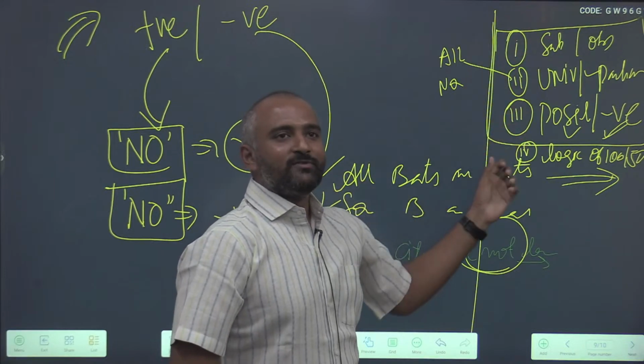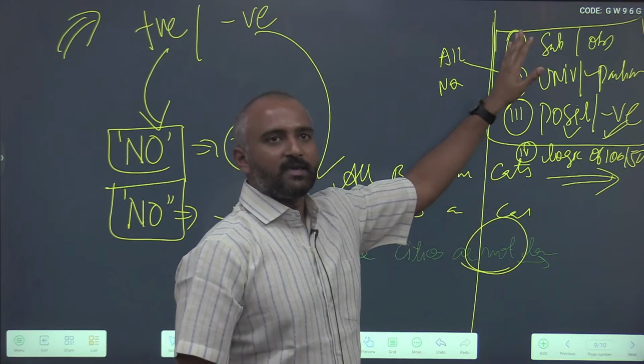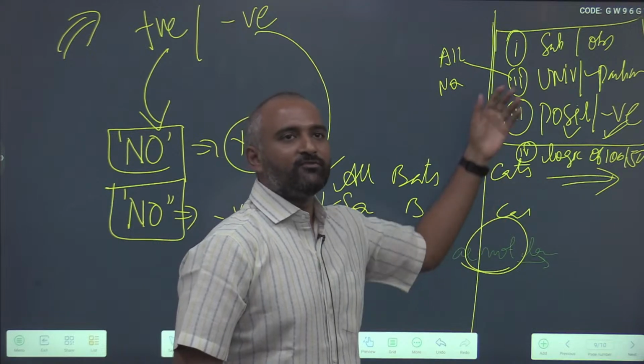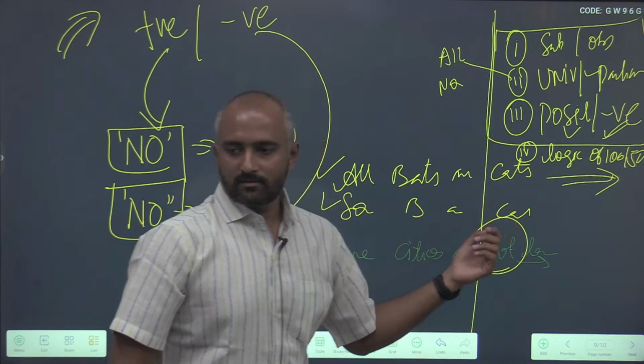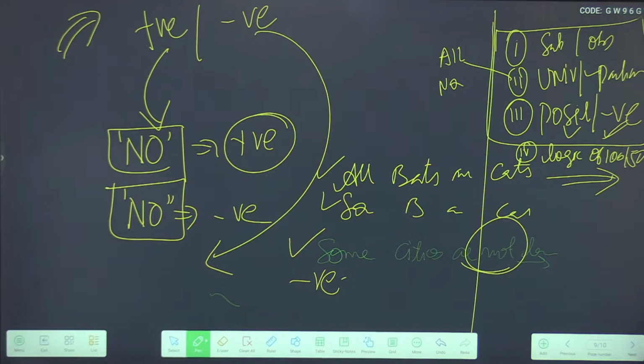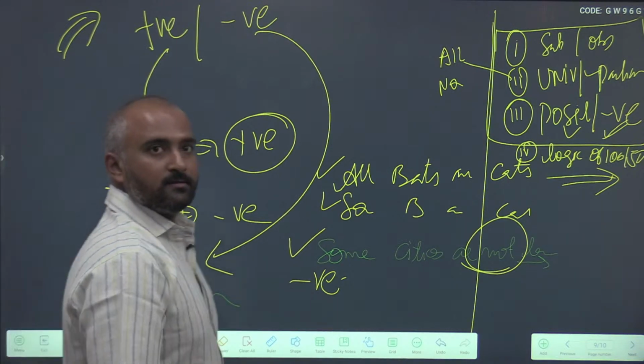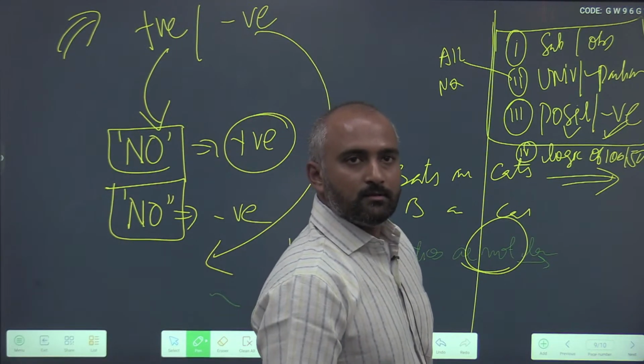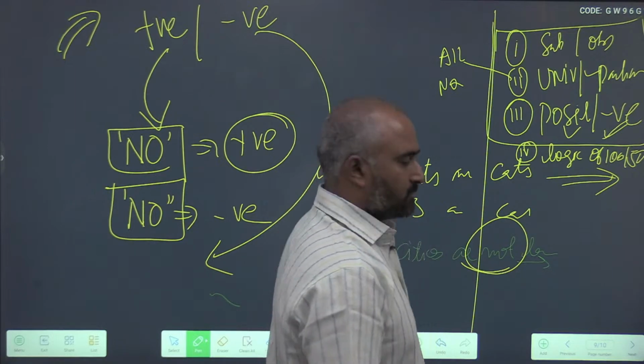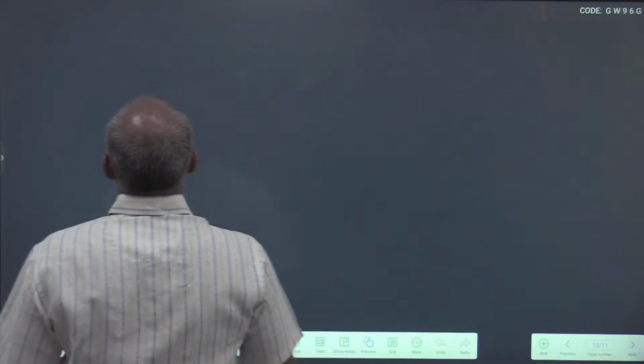These are the bricks through which we lay our foundation for syllogism. If you have any doubts in any of these four, kindly stop me here. First is subject and object, second universal or particular, third positive or negative, and the fourth one is 100 or 50. Any doubts in this? Okay. Now.